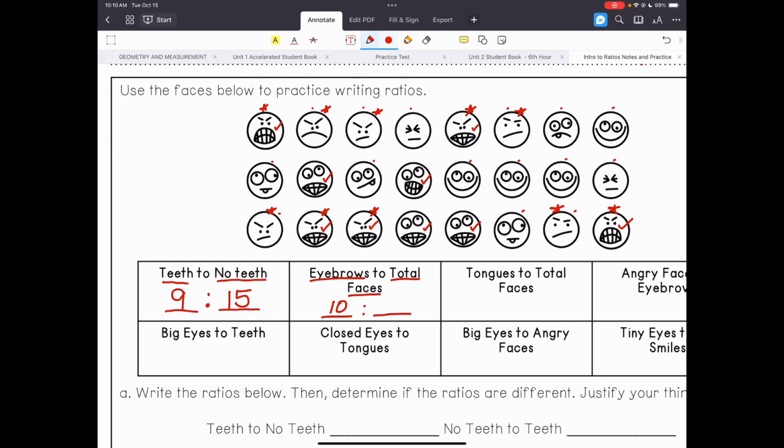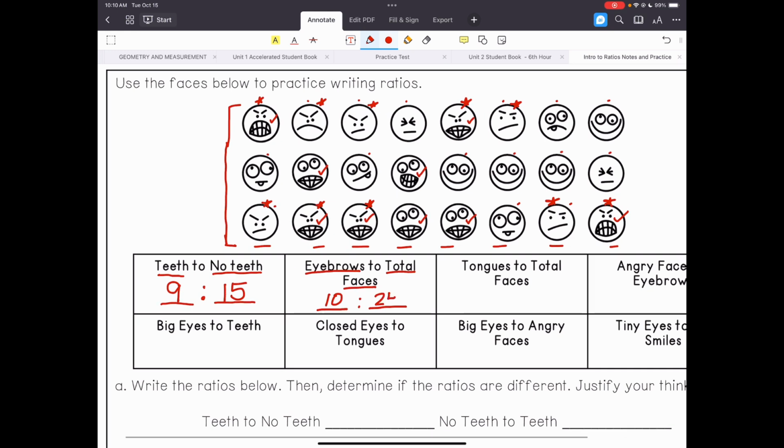Now, one of the easiest ways to figure out the total faces is to count. We've got 1, 2, 3 down the side, and then 1, 2, 3, 4, 5, 6, 7, 8. So it's a 3 by 8 array of faces, and 3 times 8 is 24.